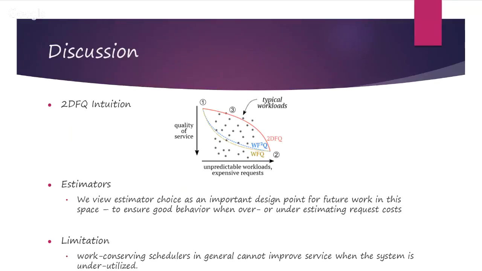Now we can see that as the unpredictable workload's expensive requests increase, the quality of service provided by each scheduler decreases, but two-dimensional fair queuing does not deteriorate as rapidly as weighted fair queuing or worst-case weighted fair queuing do. Two-dimensional fair queuing does well in many real-world workloads that lie between these two extremes.